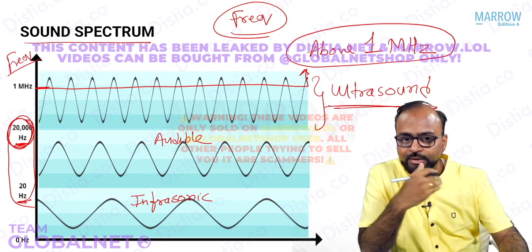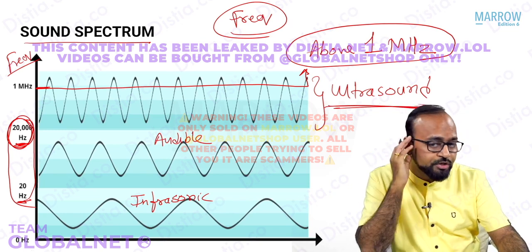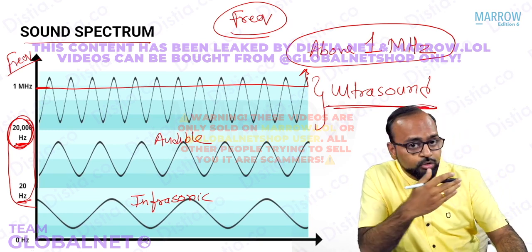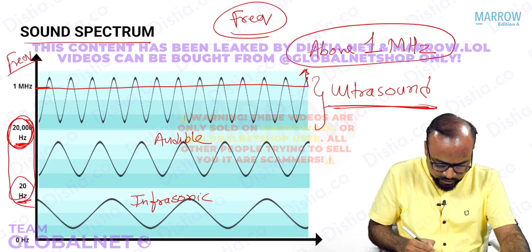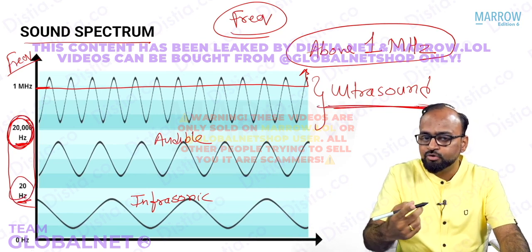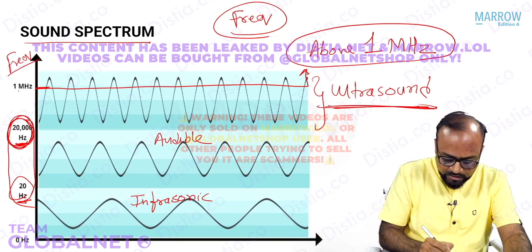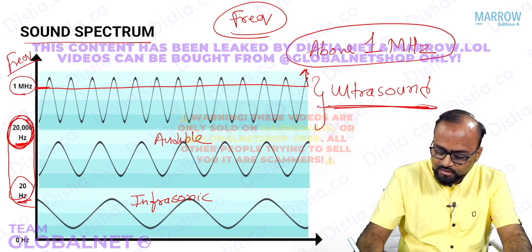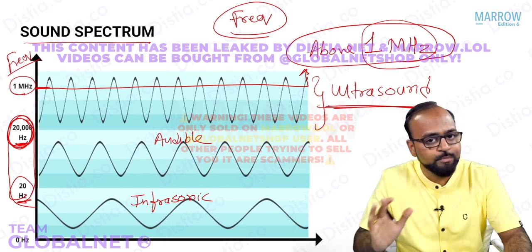Quickly, MCQs can be asked. 20 Hertz to 20,000 Hertz is the sonic range, audible range of sound. Anything below 20 Hertz, infrasonic. Anything above 20,000 Hertz, ultrasonic. Is the entire ultrasound spectrum used for diagnostic imaging? No. The part of the spectrum that lies above 1 megahertz is used for diagnostic imaging.